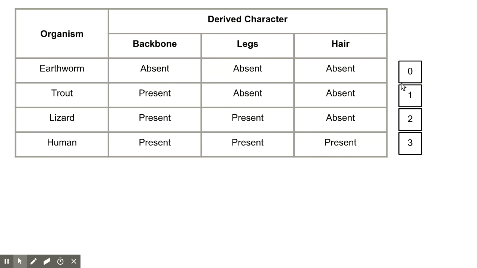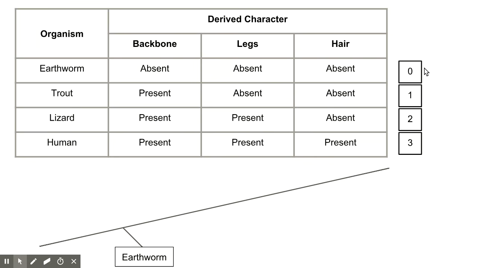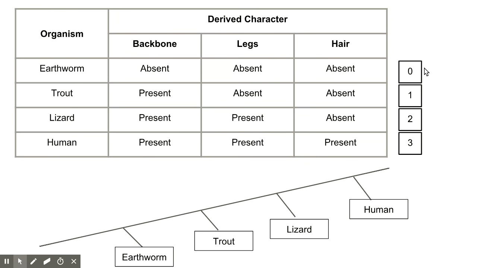Then from there, after we count them up, we make our tree, and then we start branching the organisms off. And we start back at whichever one has the least number of derived characters or adaptations. So we would branch off the earthworm. And then we would go up to the next one, and that's the trout. And then we'd branch off the lizard, and finally the human.